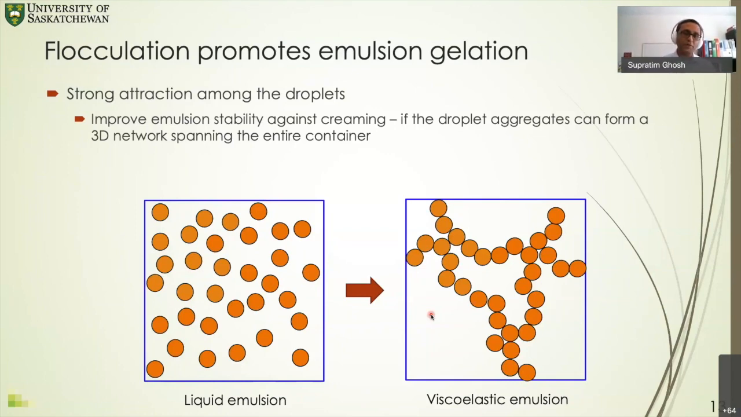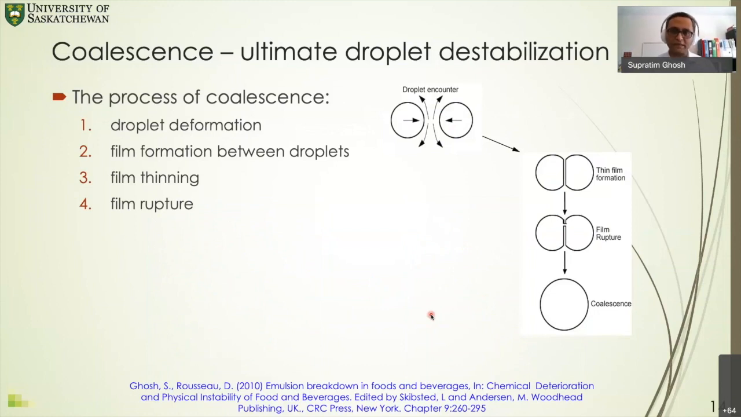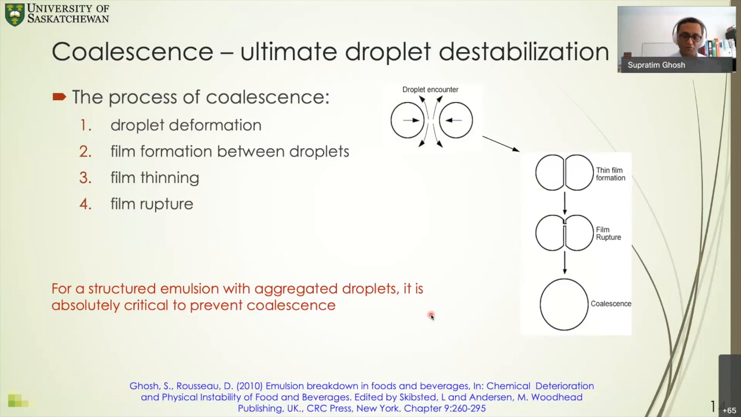Now, we have to keep in mind the ultimate destabilization, coalescence, right? Because we are talking about inducing droplet attraction. That means droplets will be touching each other, and that can lead to the rupture of the interdroplet film and lead to coalescence. So that we have to prevent if we want to create a structured emulsion. That's why, for a structured emulsion with aggregated droplets, it is absolutely critical to prevent coalescence. So we have to make sure that coalescence is prevented.